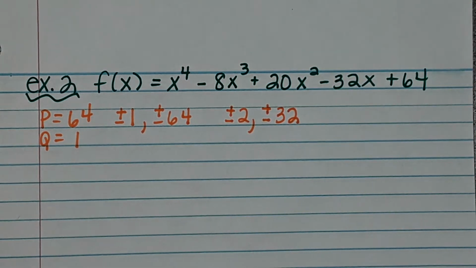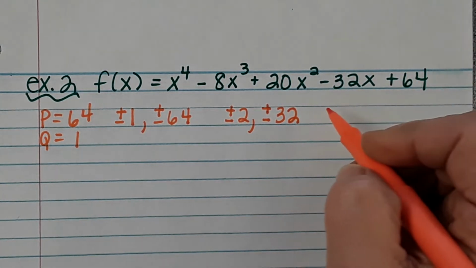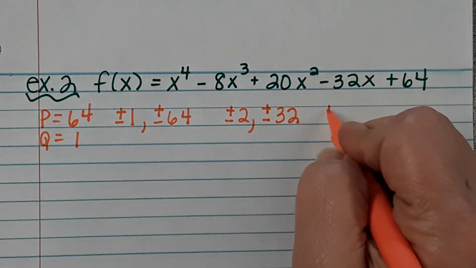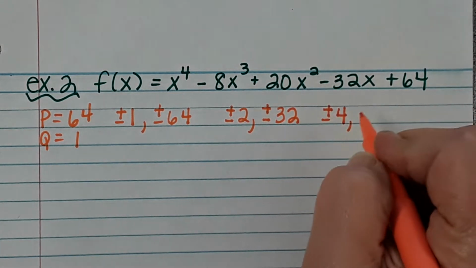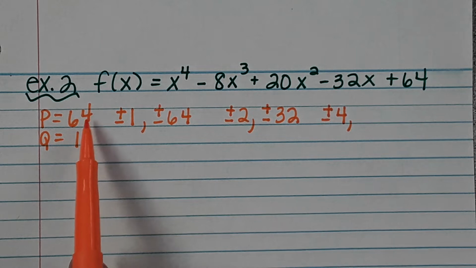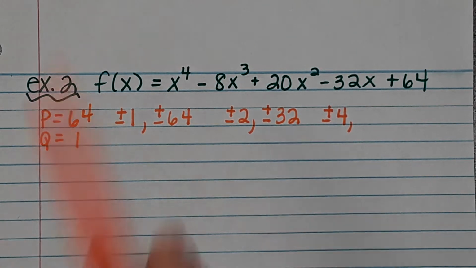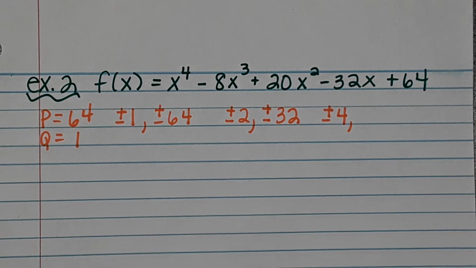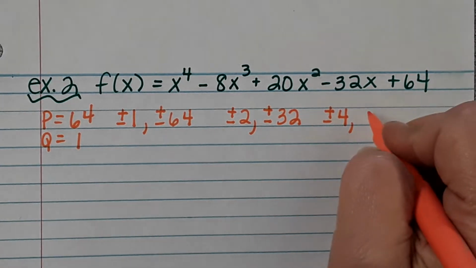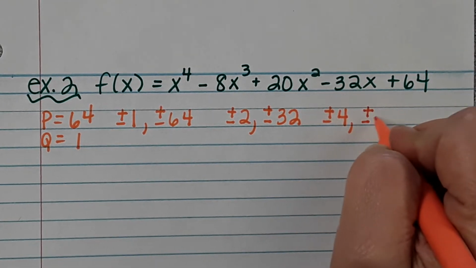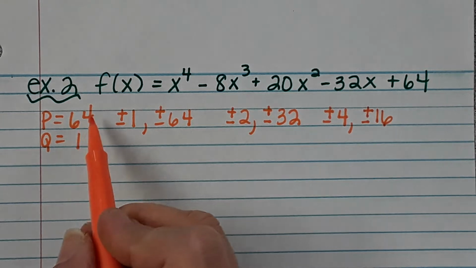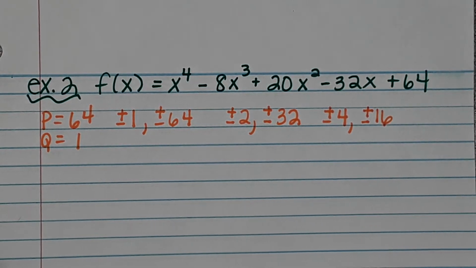Does 3 go into it? Nope. Does 4 go into it? Yes. You can always tell if 3 goes into it: add the 2 digits. If it's not a multiple of 3, 3 doesn't go into it. 6 plus 4 is 10. That's not a multiple of 3, so 3 does not go into it. Does 4 go into 64? How many times? 16. 5 does not go into it because it doesn't end in a 5.